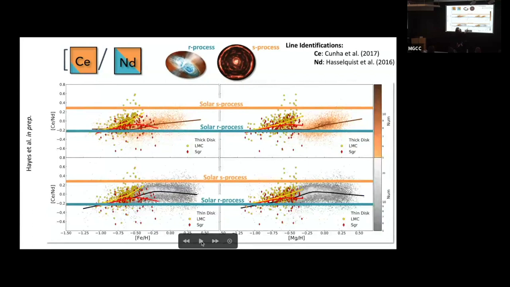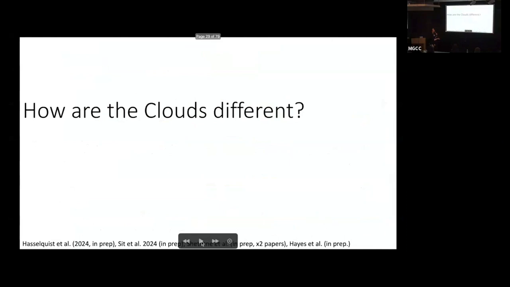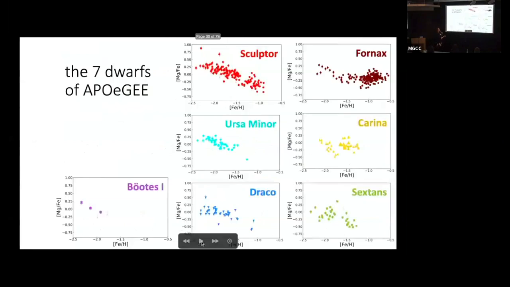So the large cloud is in gold and Sagittarius is in red. But we see Sagittarius, we see the large cloud actually hitting, going up to the solar S process sooner, which again is another indication that you need those S process stars, those AGB stars, to contribute to the gas, which is cool. All right, but how are the clouds really different?